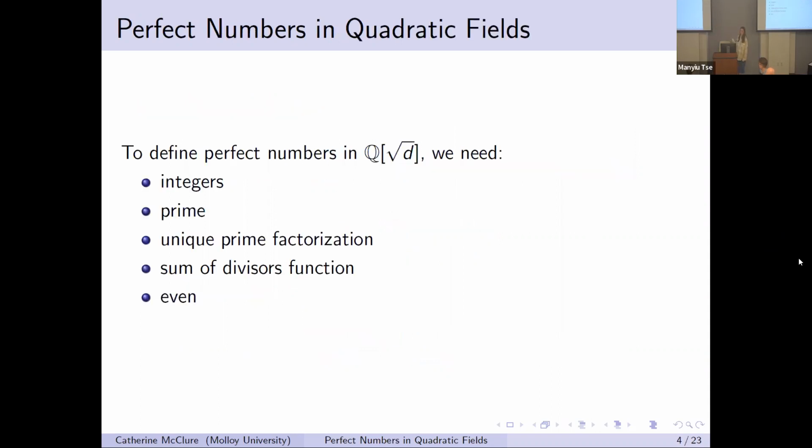My goal is to define them in quadratic fields, but to do that, we need to know what integers are in quadratic fields. From that, we need to know what a prime is. We need to hope for unique prime factorization. And then with that, we can have a sum of divisors function. And then to define perfect, we need a sense of even, obviously, because it's 2 times the number.